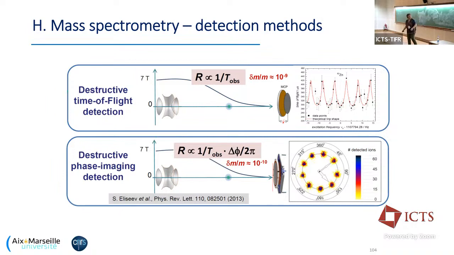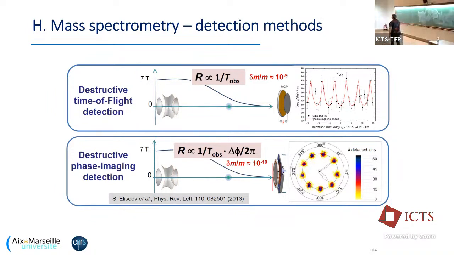Sorry? 7 Tesla. Where? This one? This one? Oh, this one. This is in the magnet. Yes, this is from the Max Planck Institute of Nuclear Physics, and this is a 7 Tesla magnet. Yes.